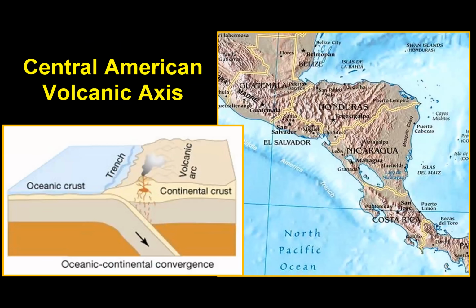So we have what's called the Central American Volcanic Axes. And that means that, as I mentioned earlier, we have a subduction zone where the Cocos Plate is running underneath the Caribbean Plate, and we have the trench offshore. And then all along this are lines of volcanoes.